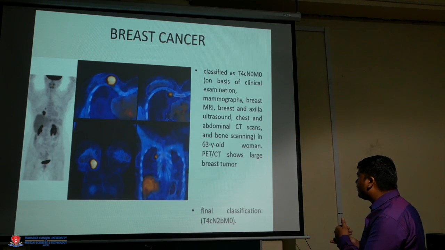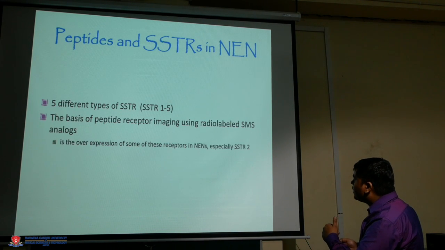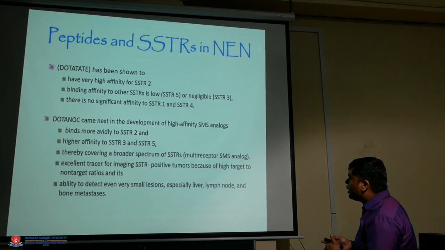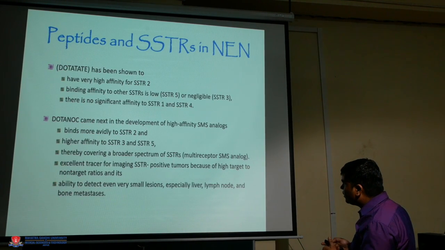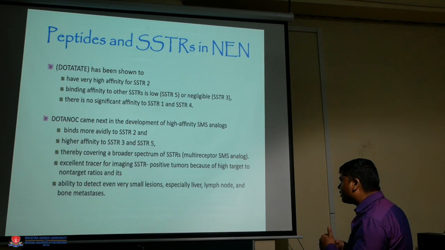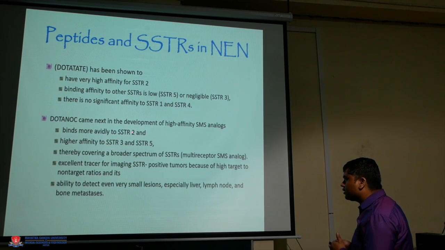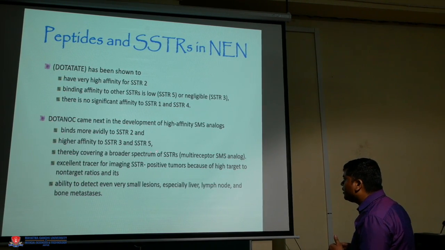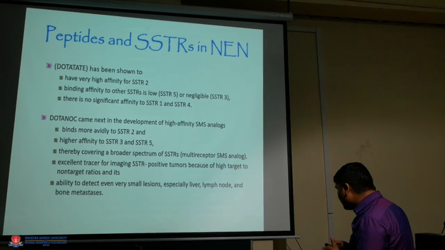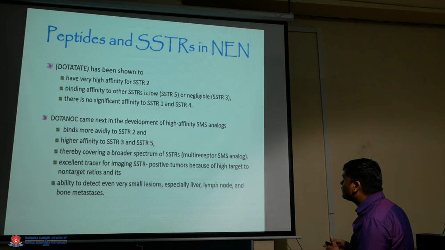And like this breast cancer, we are also doing gallium DOTANOC PET scans. The gallium DOTANOC PET scan is based on somatostatin receptor imaging, and we commonly use gallium DOTATATE imaging, gallium DOTATATE for therapy and gallium DOTANOC for diagnostic purpose. Gallium DOTANOC has the highest receptor avidity for SSTR2 and also a higher affinity for SSTR3 and 5. So it is covering a wide spectrum of the SSTR receptors.